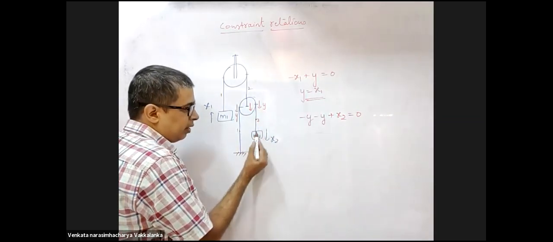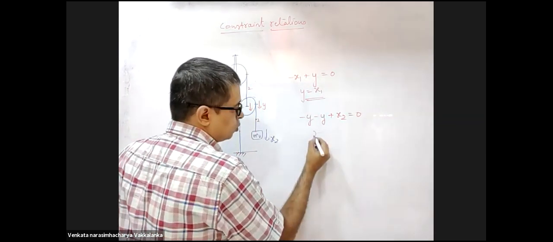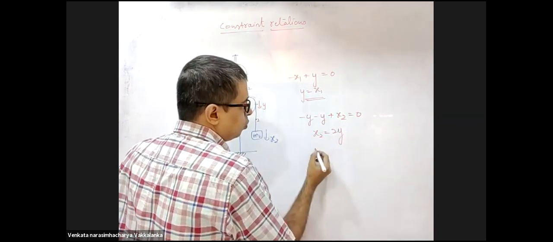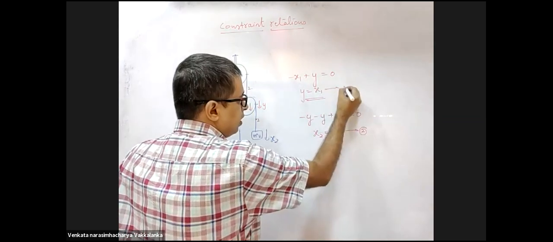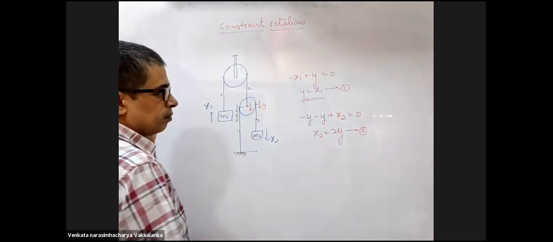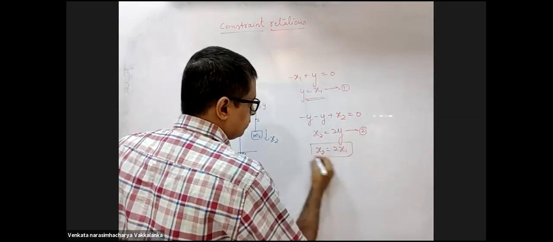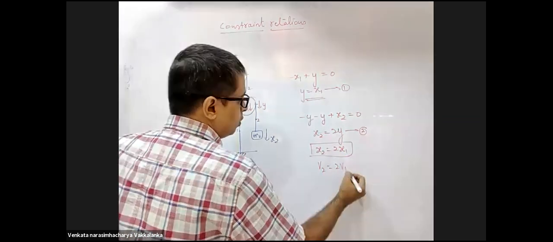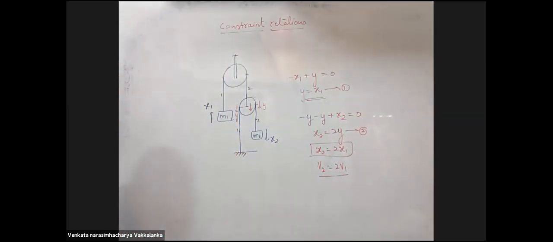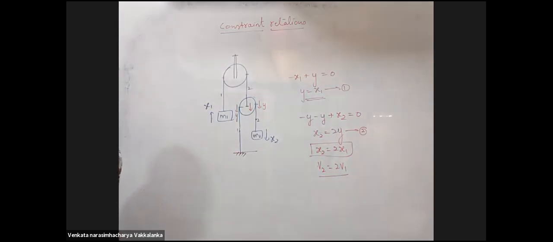This is minus y, this is plus x2. So x2 is equal to 2y. This is my second equation, and x2 equal to 2x1 from the first equation. So x2 is equal to 2x1, and v2 is equal to 2v1. So far, so good, right? Yes, sir.